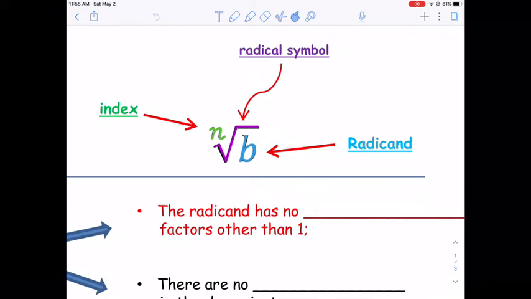And the third part is the index. The index is a tiny little number. In this case, it's an N just to represent any number, but it's a tiny little number that fits in that little pocket of the radical symbol. It tells you what root you're taking.